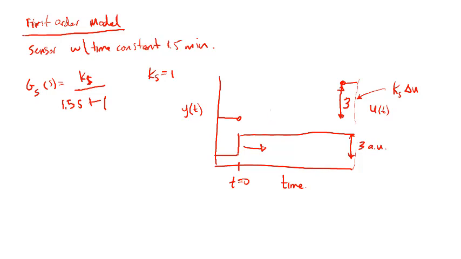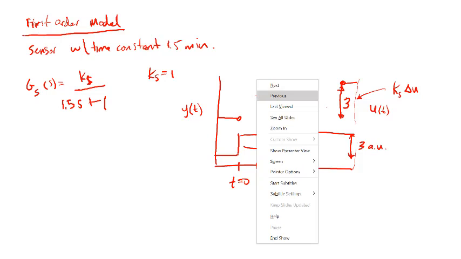Then we also know that at 1 tau, the process is going to change by 63% of the total change. At 3 taus, it's going to be 95%. I'm going to say this is 2 taus. We'll just write these on here like this. So at 1 tau, we would calculate 63% of 3 and put a point right here.